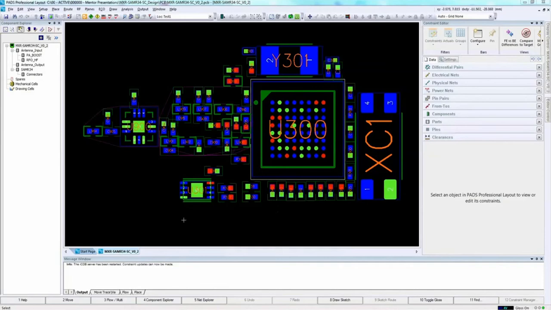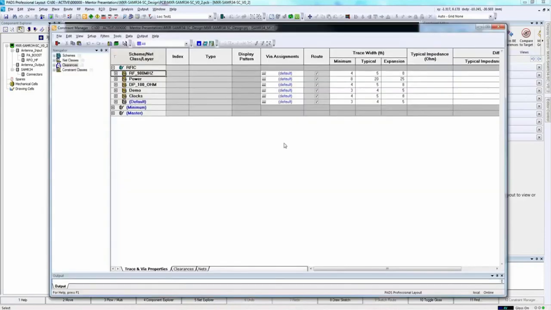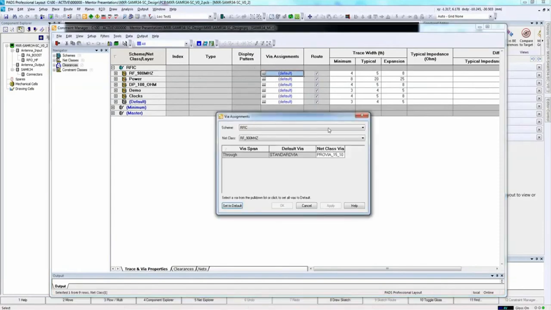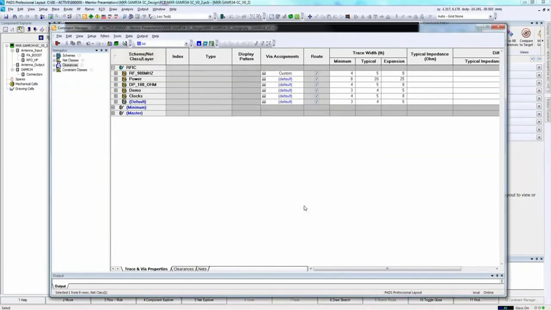So we have a constraint option in PADS Professional here. If we click our constraint manager, which is already open, and I'm just looking at this one net we have here, it's called RF 900 megahertz. We have a via assignment option where we can actually assign a via that would be appropriate for this particular RF trace if we had to go from one layer of the board to the other.